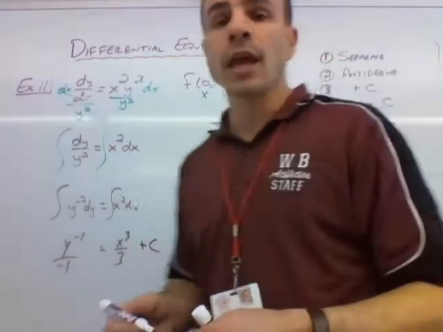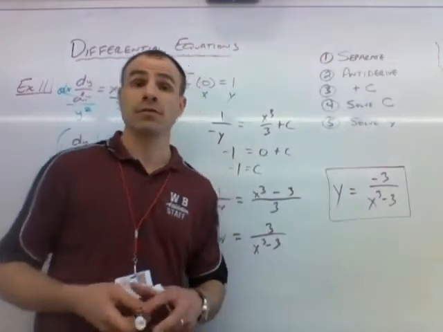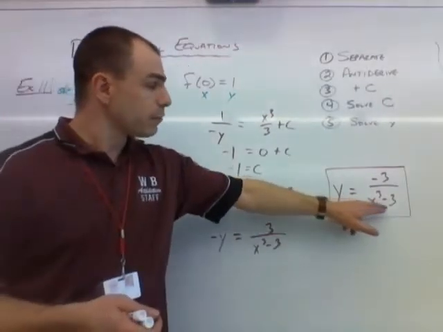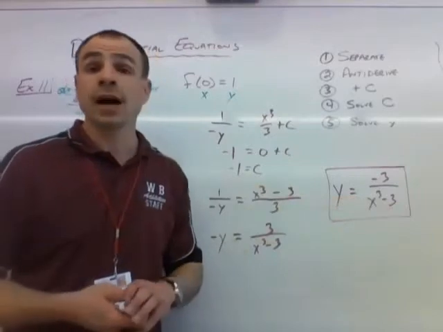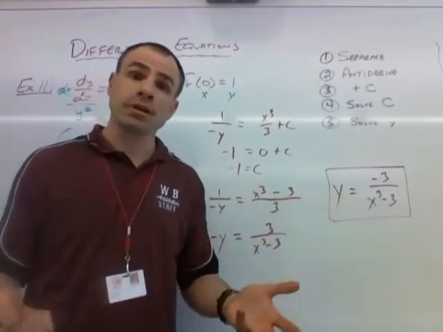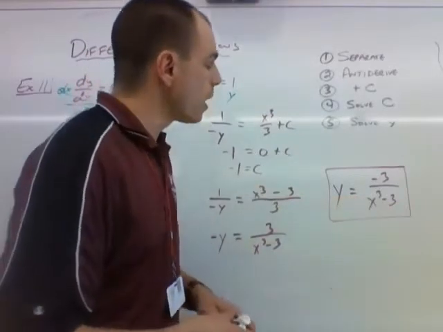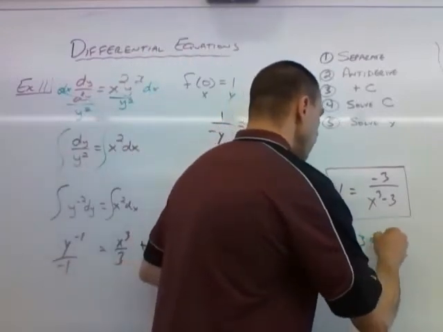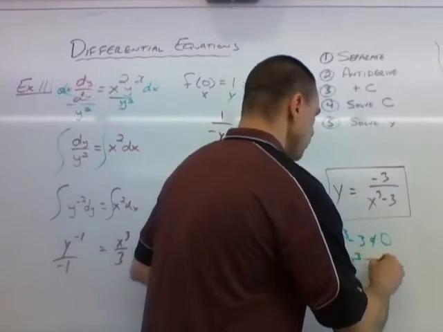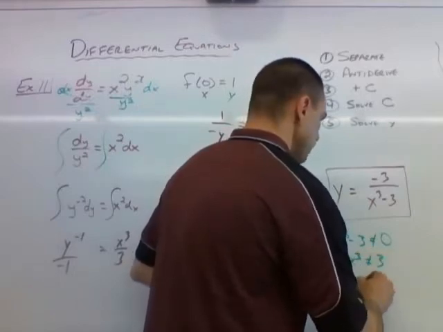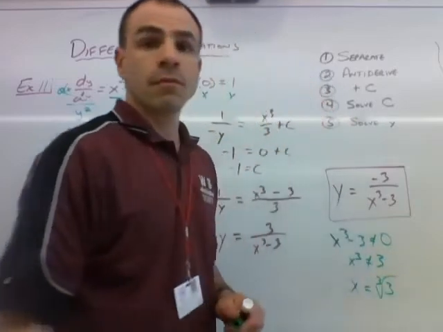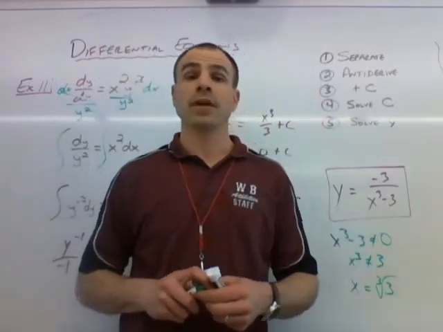It does say, what's the domain of our solution, and the domain is important. We can see here clearly that we don't want to divide by 0. Dividing by 0 would not be a good thing. So that means that x cubed minus 3 cannot be 0. That means that x cubed cannot be 3, which means that x cannot be the cube root of 3. Otherwise, all of the values of x are okay.